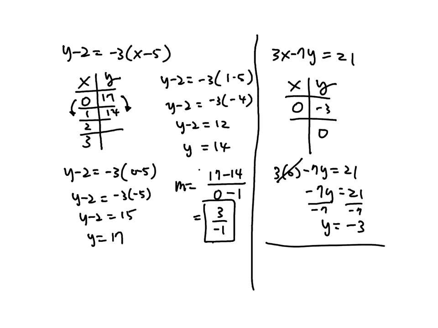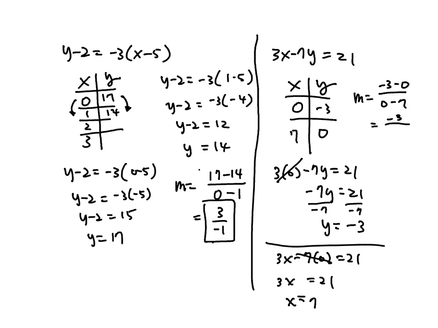Now, plug in 0 for y. You get 3x minus 7 times 0 equals 21. This is 3x, that's 0, equals 21. So x equals 7. Okay. So our slope is going to be negative 3 minus 0 over 0 minus 7, which is negative 3 over negative 7, or 3 over 7. Okay. Pretty straightforward.